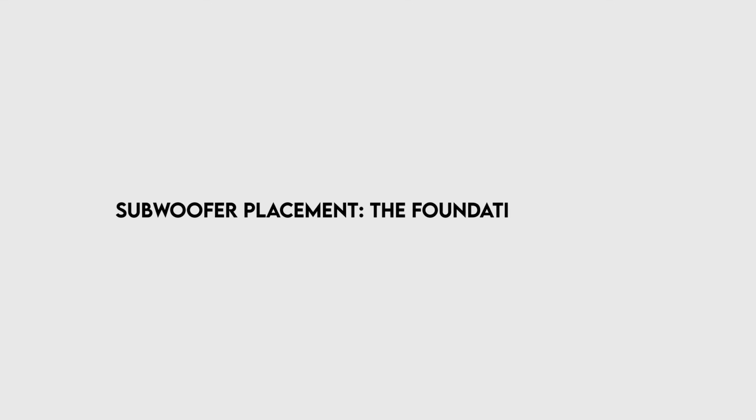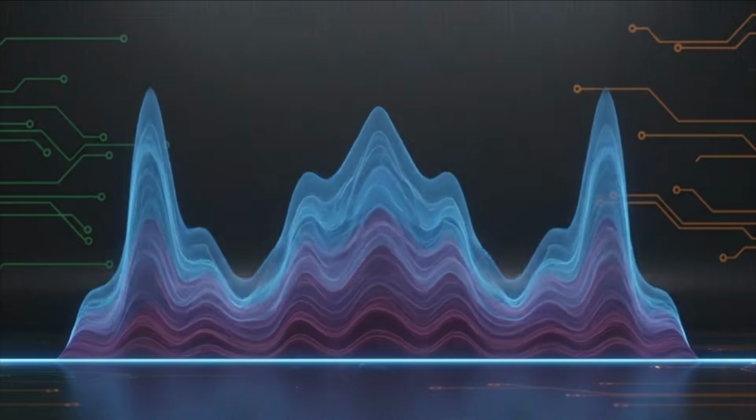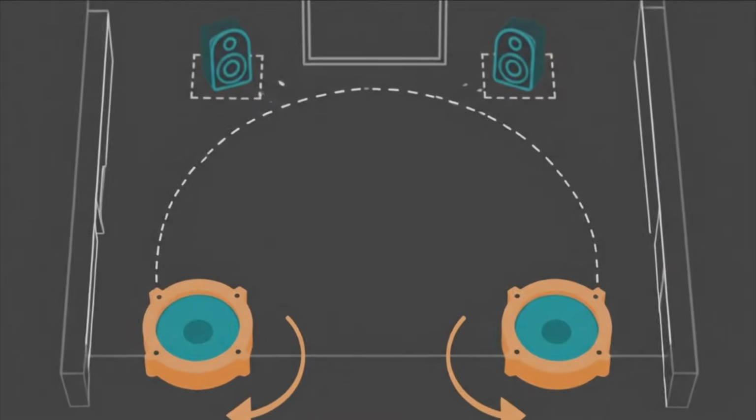Subwoofer placement, the foundation of scale. Atmos height feels weak when bass integration is poor. The subwoofer does not create height, but it creates scale. Proper placement: along the front wall, 10 to 20 centimeters from walls, avoid deep corners unless more output is needed.